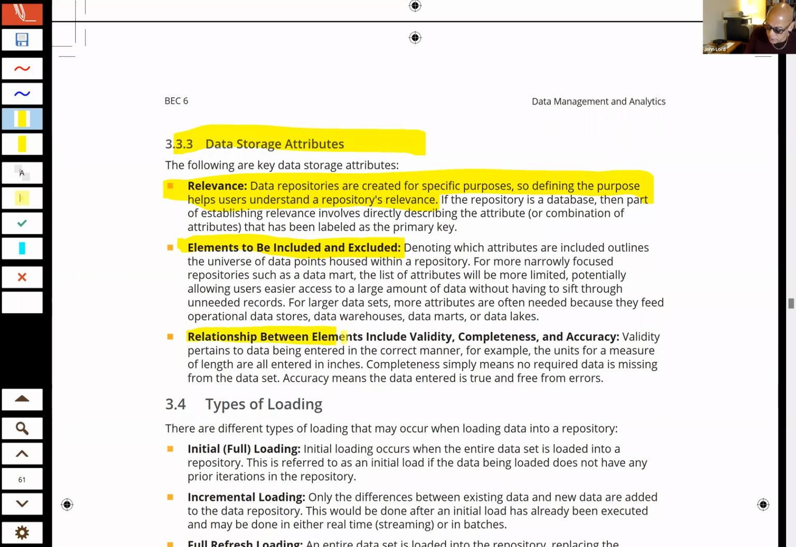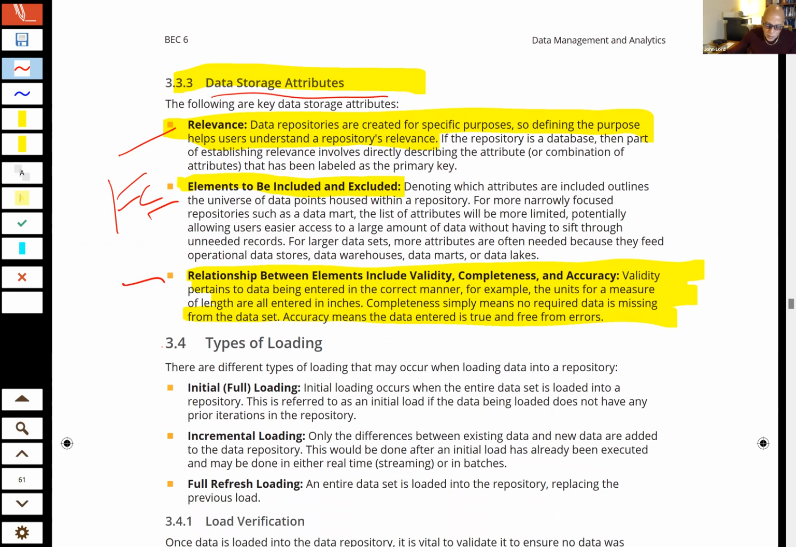And relationships between elements include validity, completeness, and accuracy. Validity pertains to the data being entered in a correct manner. Okay, completeness simply means no required data is missing. Accuracy means that the data is entered as true and is free from error. Okay, and you can go ahead and flashcard the data storage attributes: relevance at a high level, elements to be included and excluded, and relationships.